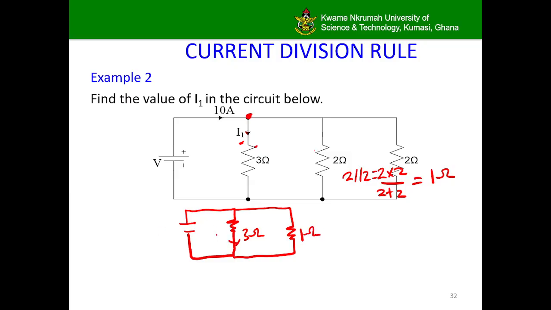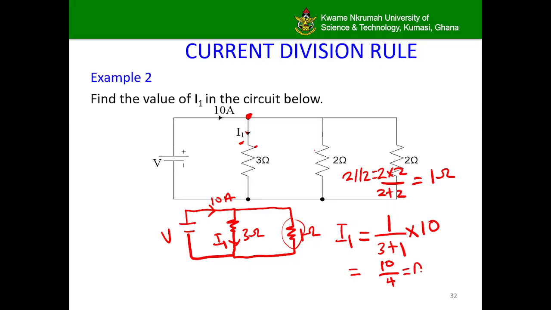So this is I1 that we are supposed to find, and then this is 10 amps, and this is V. Okay, so now to find the value of I1, we apply the current division rule. So I1 is simply the other resistor, which is 1 in this case, 1 over the sum 3 plus 1, times the current they are sharing, 10. And so this results to be 10 over 4 amps.